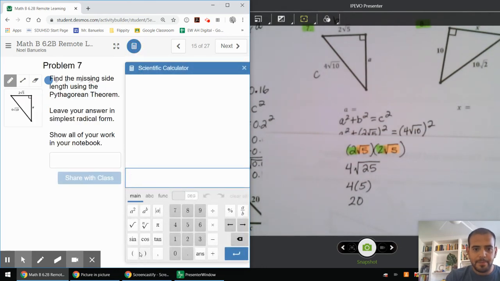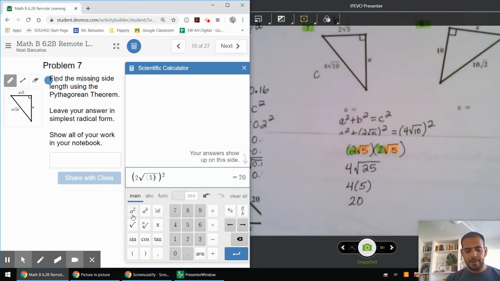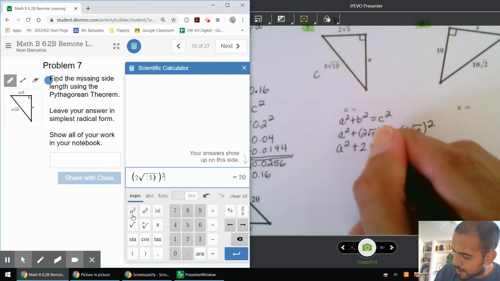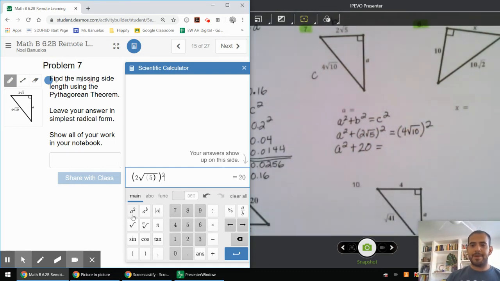I'm going to put this in parentheses. 2 square root of 5, close parentheses, and I'm going to square it. And let's see what happens. I'm going to square it, and that's equal to 20. Okay, so that's how you would approach that. So this right here is equal to 20, equals kind of the same idea over here.